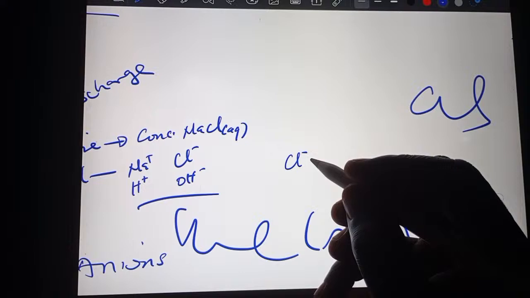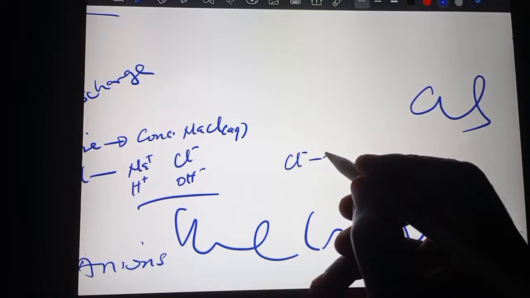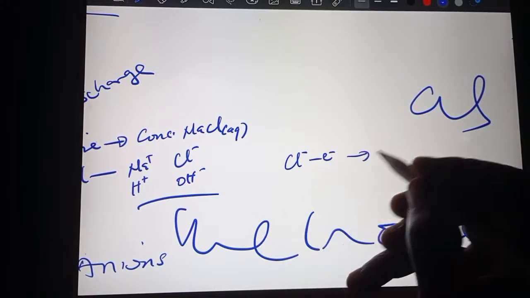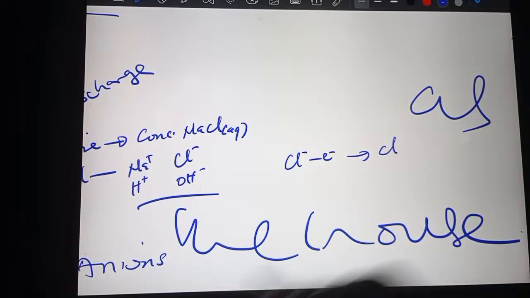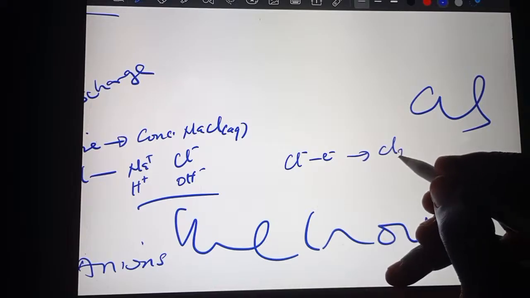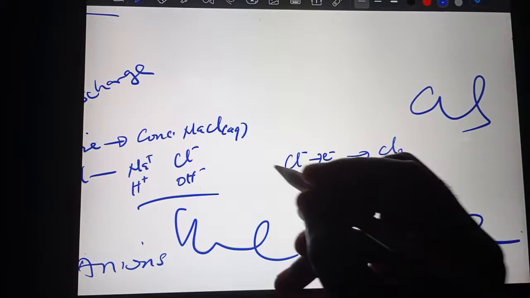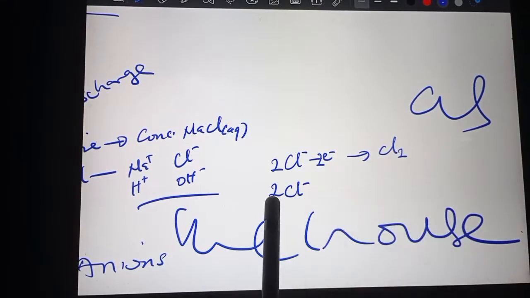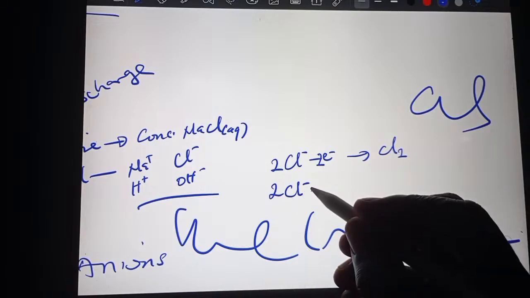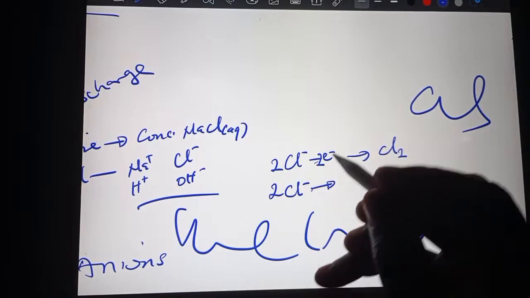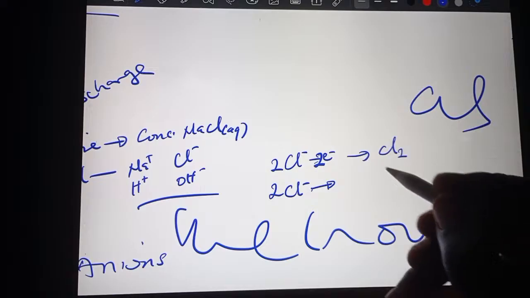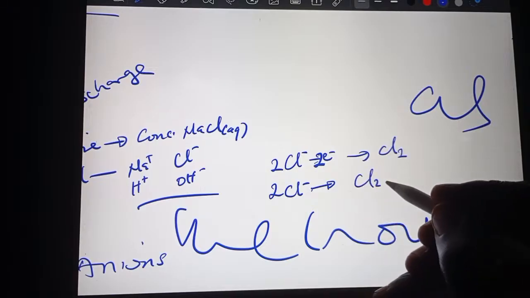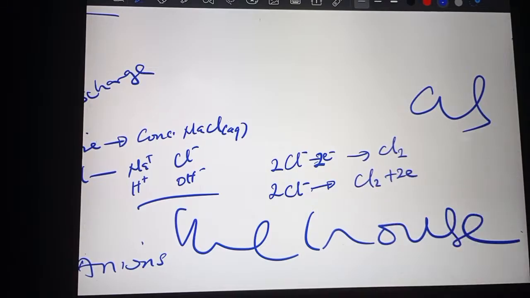This is the formula for chloride ion. I told you earlier, if you see minus, you just say minus e to give you Cl. But chlorine is a diatomic gas, so we need to make it 2, and this should be 2, and this should be 2. Then conventionally, 2Cl minus. Let this minus 2e cross the sign. It becomes Cl2 plus 2e.